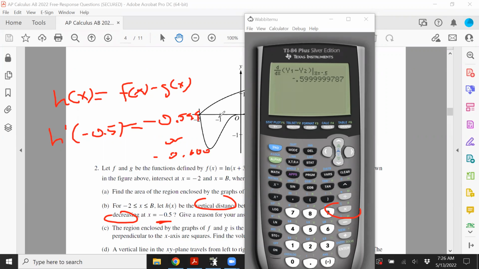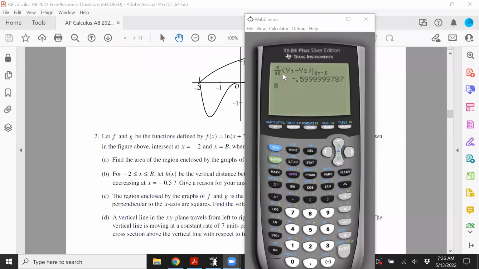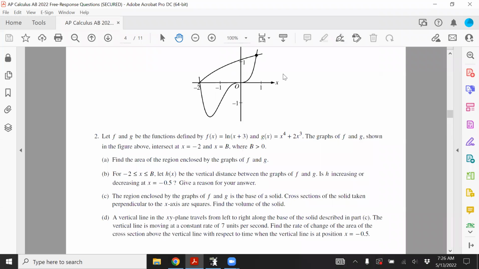So it is decreasing at that moment. Okie dokie. Then part C, what's part C want us to do? Part C is saying, hey, the region enclosed by the graph of f and g is the base of a solid. So this is a volume problem.